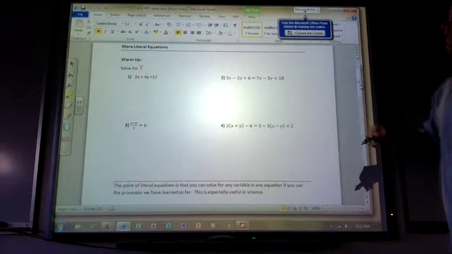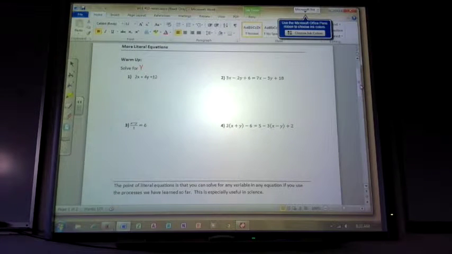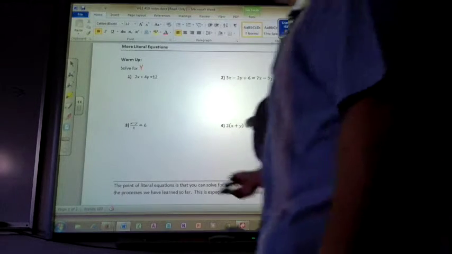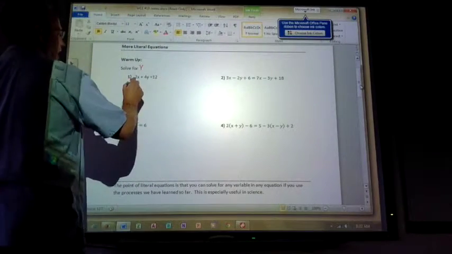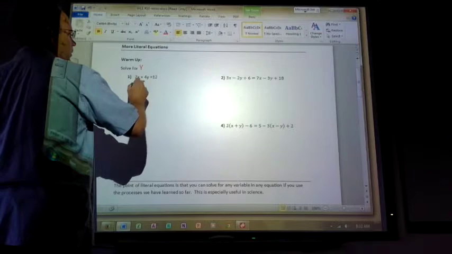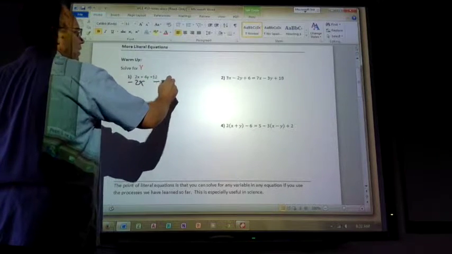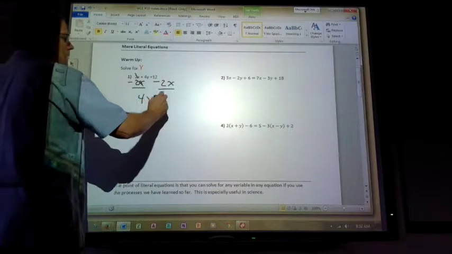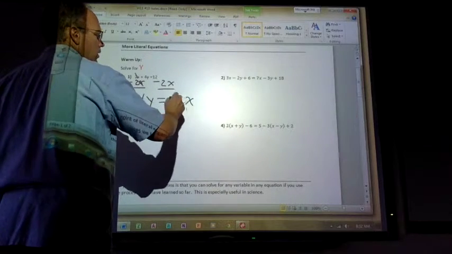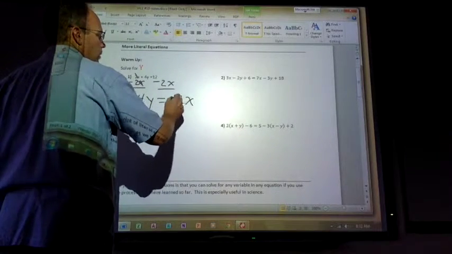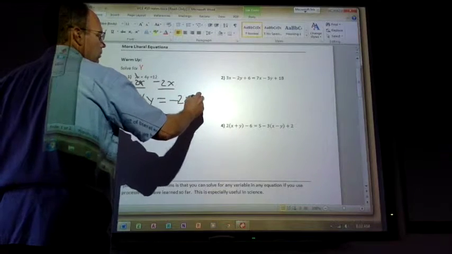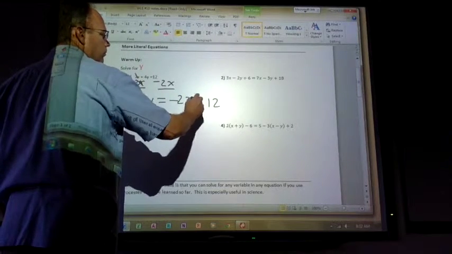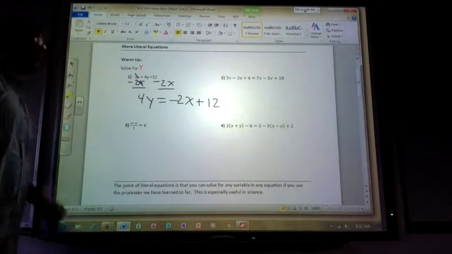I have 2x plus 4y equals 12. What's the first thing? Minus 2x. So, subtract 2x from both sides. I like it. Subtracting 2x from both sides, that cancels that. That leaves me 4y equals negative 2x plus 12. Is that okay?